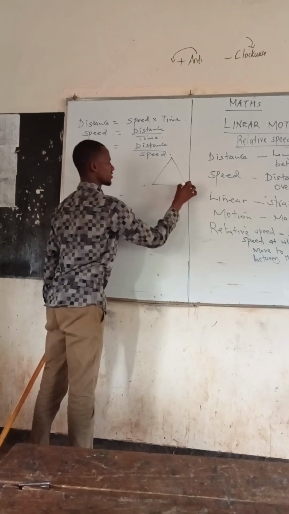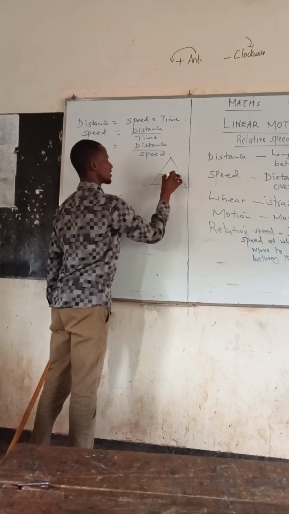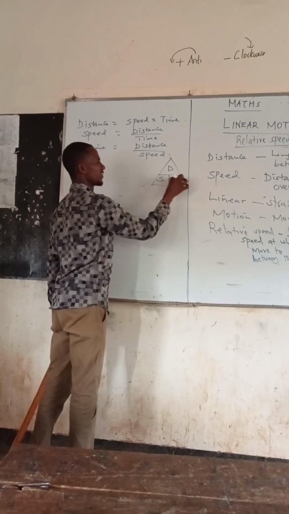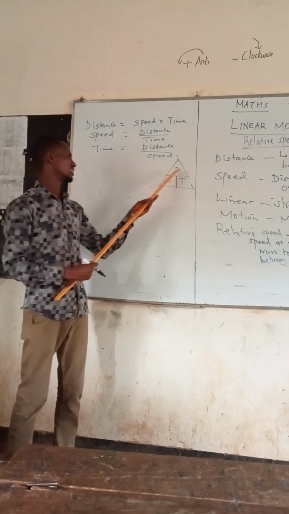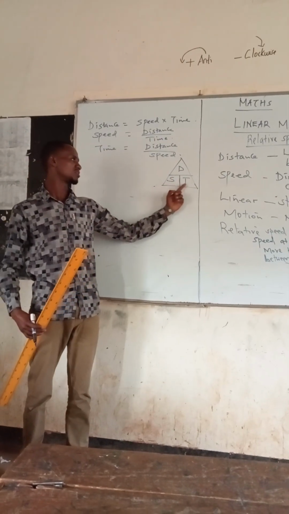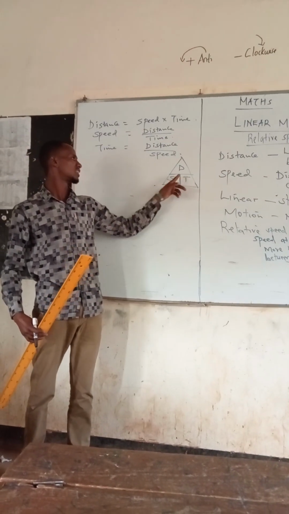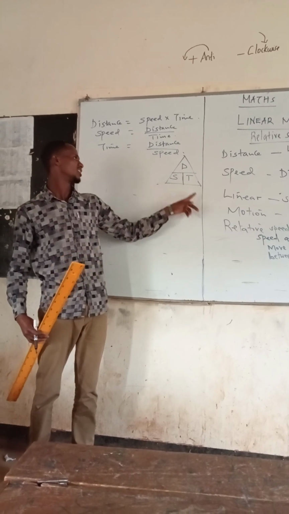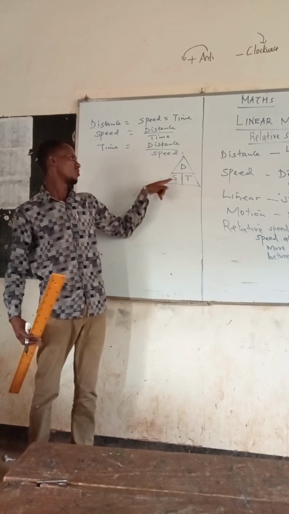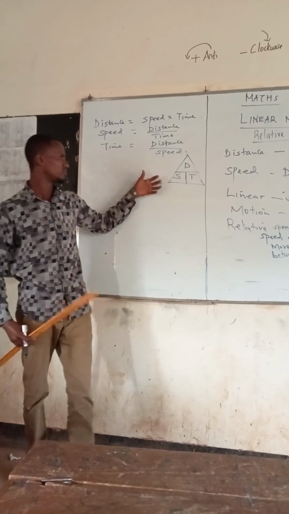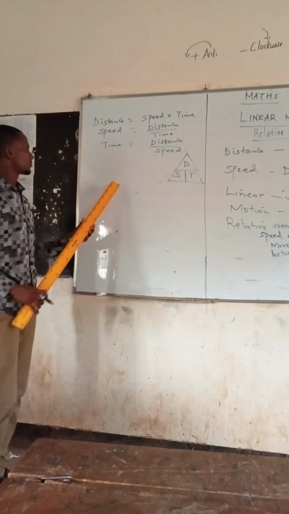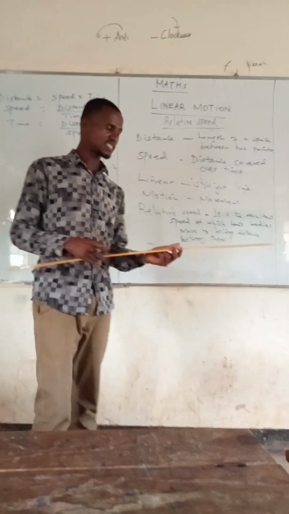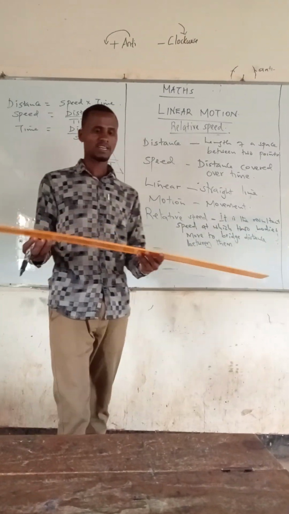I know you have come across this, whereby people draw a triangle like that, and then here they put distance, here they put speed, and here time. Meaning that to get distance, it is speed times time. To get speed, it is distance all over time, and to get time, it is distance all over speed. So this one you learned before. And now, before we get into questions about relative speed, first of all, I want us to illustrate this with a scenario or a diagram.